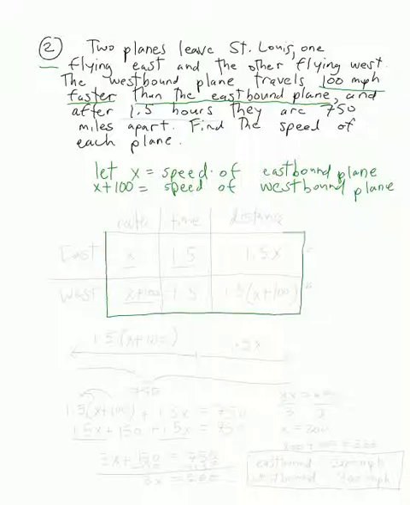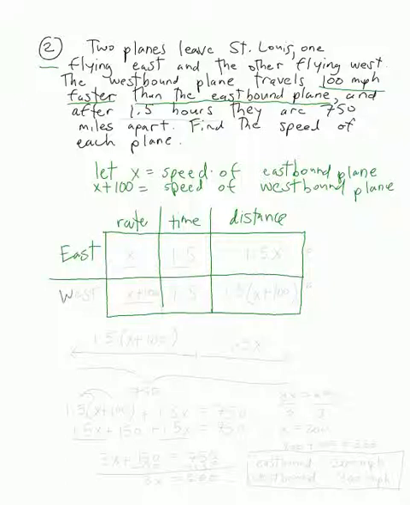So here's our table. We have rate here, we have time here, we have distance here. We have the eastbound plane, we have the west plane. Now let's start filling in the table. We know that x is the speed of the eastbound plane, and x plus 100 is the speed of the westbound plane. So there's our two speeds.